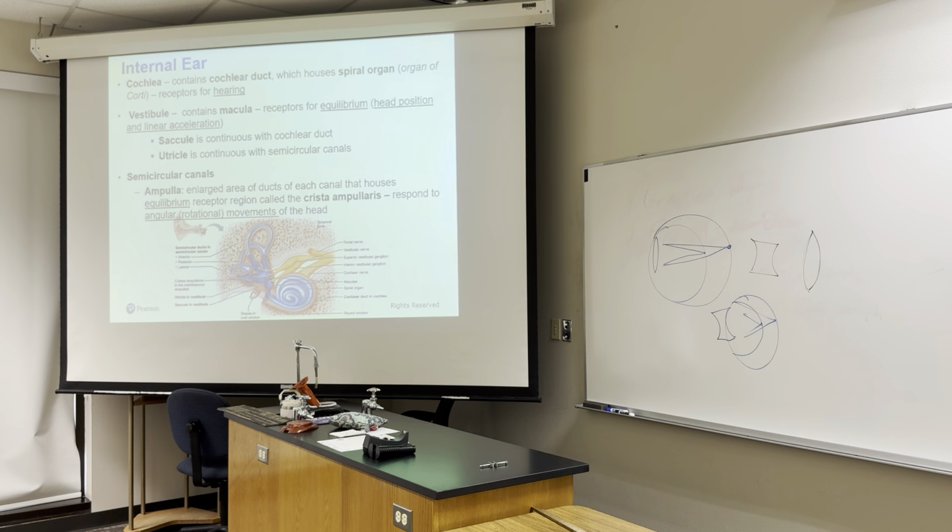Receptor for the equilibrium, where do you have that? In your semicircular canals, right? The saccule is continuous with the cochlear duct and the utricle is continuous with the semicircular canal. In the semicircular canal you have the ampulla, basically the receptor for equilibrium, a large area of the duct of each canal that houses the equilibrium receptor region called the crista ampullaris. It responds to the angular movement of the head.